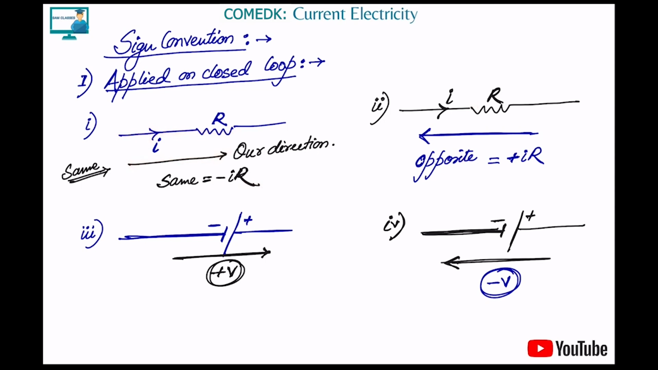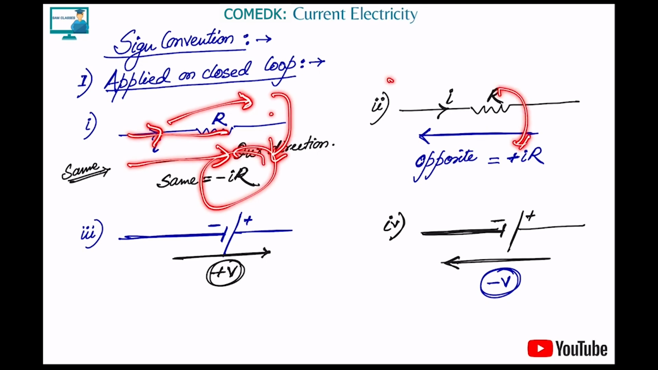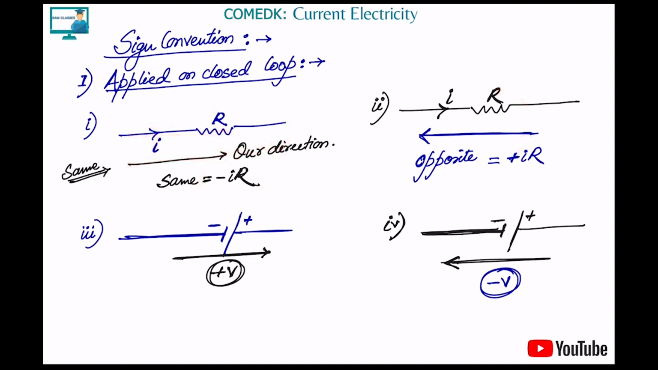So if your current direction and our direction, the way we have taken the loop, is the same, then we take a minus. So same means minus, opposite means plus. Same means minus, opposite means plus. Write it down two times, you'll understand.